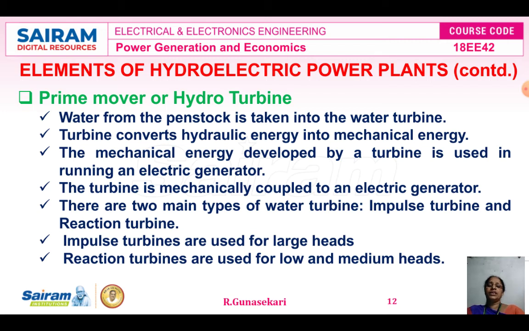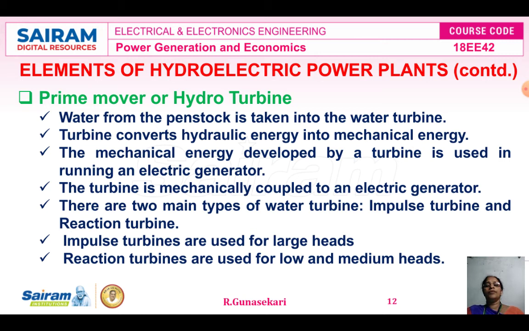The machine or device which is used to produce mechanical energy is called a prime mover or hydro turbine. You have already seen in our electrical department machines lab a prime mover coupled with a generator. So, prime mover or hydro turbine. For the hydro turbine, the input is kinetic energy and the output is mechanical energy.